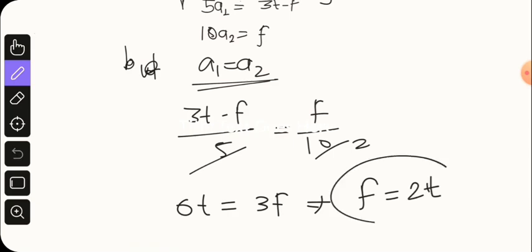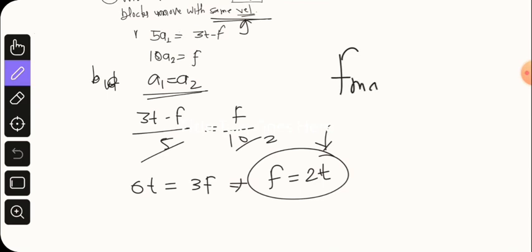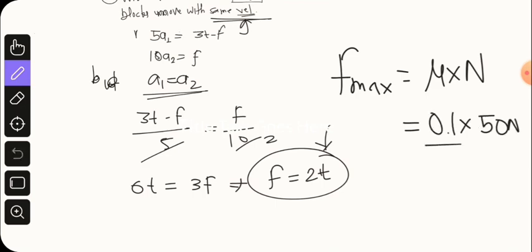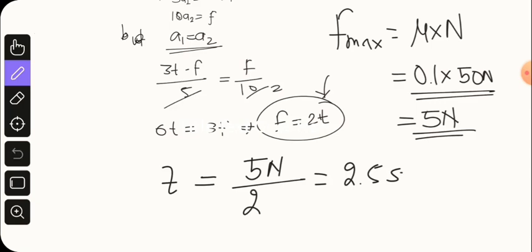Okay, and what is the maximum frictional force we can get? F max equals mu multiplied by the normal force acting on it. So mu is 0.1 and the normal force is 50 Newton, right? Gravity. So this is 5 Newton. Okay, so for time we will get 5 Newton divided by 2, which is 2.5 seconds. So up to 2.5 seconds they are moving with the same velocity as well as the same acceleration, and both are moving simultaneously.